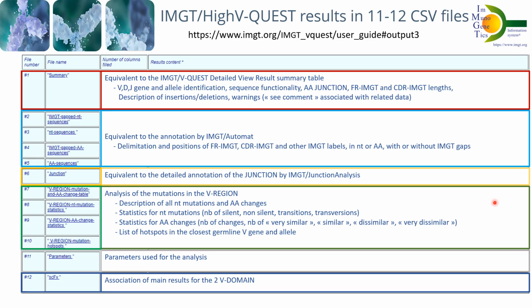Then files 7 to 10 are dedicated to the description of the mutations in the regions, with a description of all nucleotide mutations and amino acid changes for each sequence, with statistics for nucleotide mutations and amino acid changes, and the list of the hotspots in the closest germline V gene and allele. File 11 corresponds to the parameters used for the analysis. And finally, file 12 is dedicated to the analysis of scFv with the association of the main results of the two V domains.